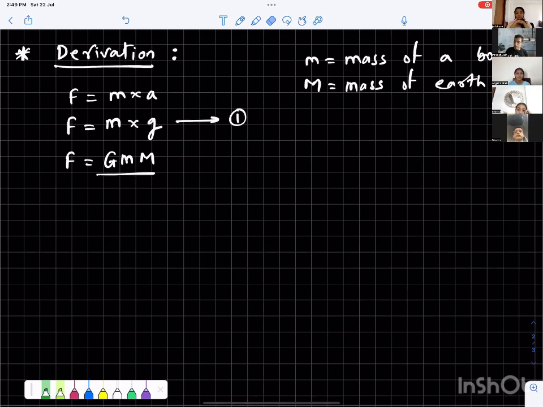So guys, for the same reason, what are we going to do? Now we are replacing this with R squared, capital R. So what is capital R here once again? Radius of the Earth.